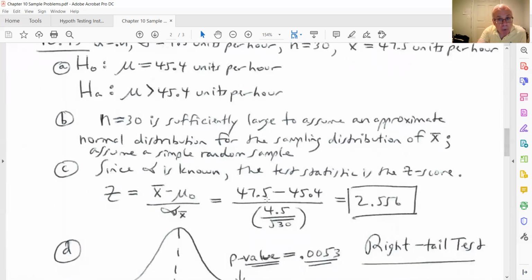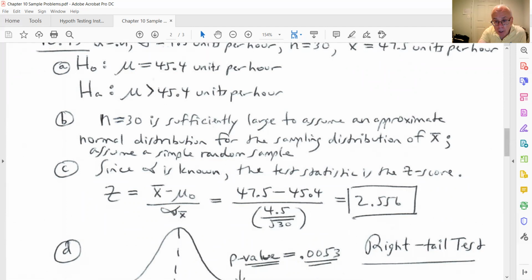It's going to be x bar, the sample mean, which is 47.5. The hypothesized mean is 45.4. We subtract those two and divide by the standard error, which is the standard deviation of the population divided by the square root of the sample size. You get about 2.556 for the test statistic. Is that what you got?